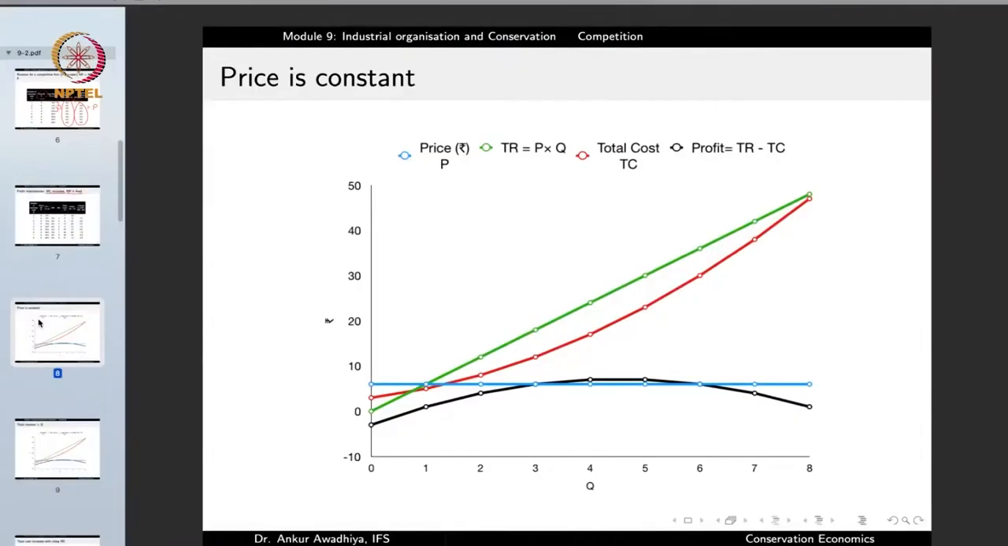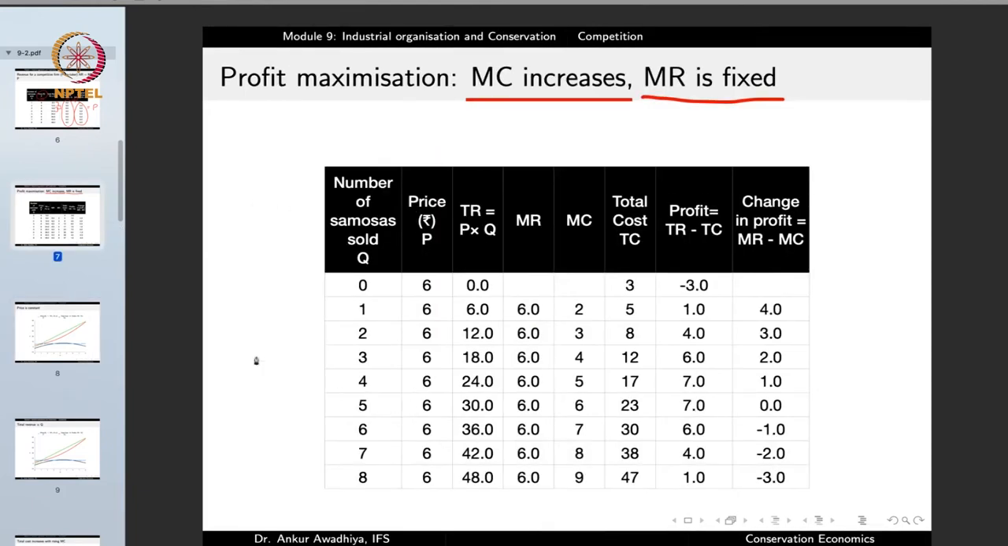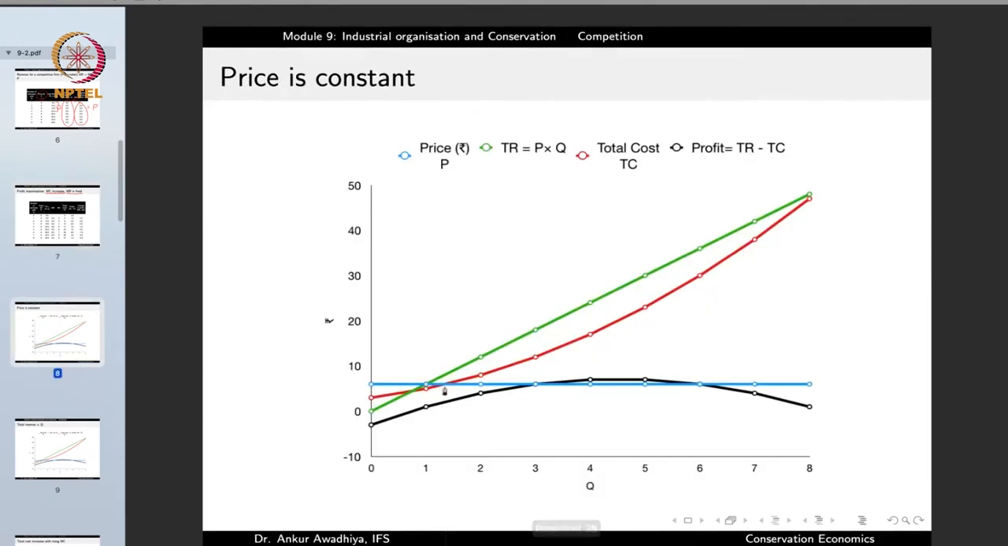Now, if we plot these values, we'll find a curve like this. So the first thing is price, which is shown here in this blue line. And price in this case is constant. It is fixed at 6 rupees. So this is what we are talking about. The price is fixed, and so we are getting a straight line. This straight blue line is the price line.